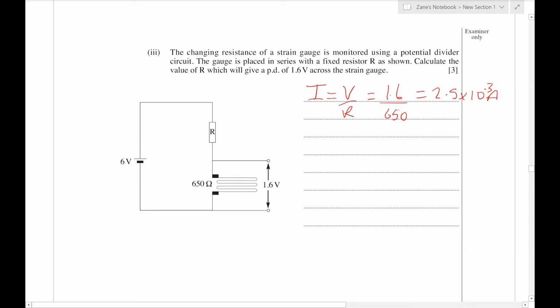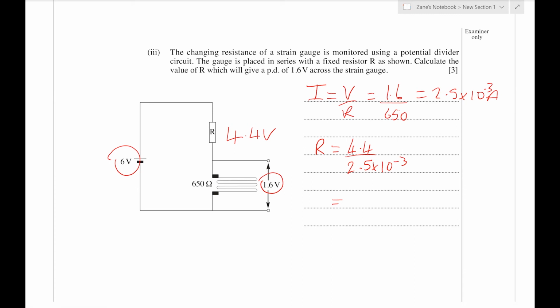Now if there's 1.6 volts across the strain gauge and there's an input of 6 volts, then the PD across R will be 6 minus 1.6, which will be 4.4 volts. So now we can work out the resistance of R by doing 4.4 over that 2.5 milliamps that we've just worked out. And this ends up with us about 1790 ohms.